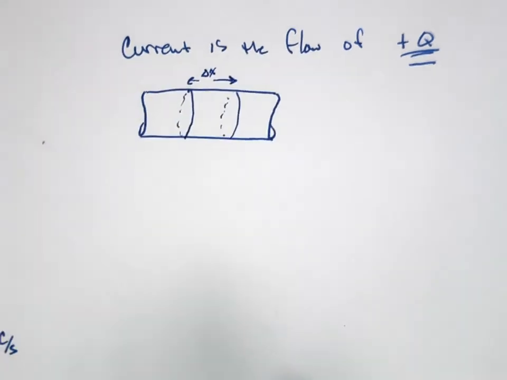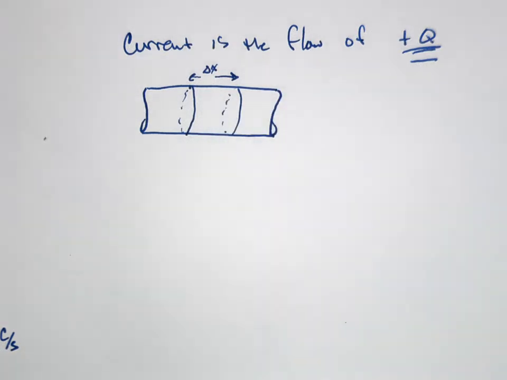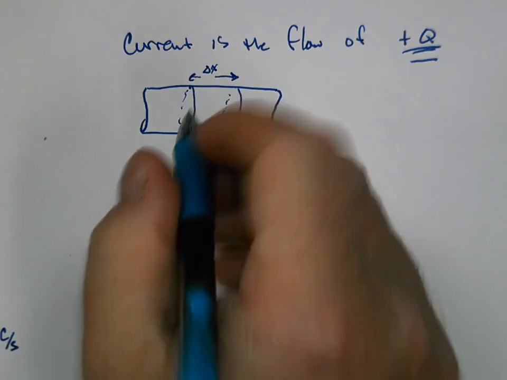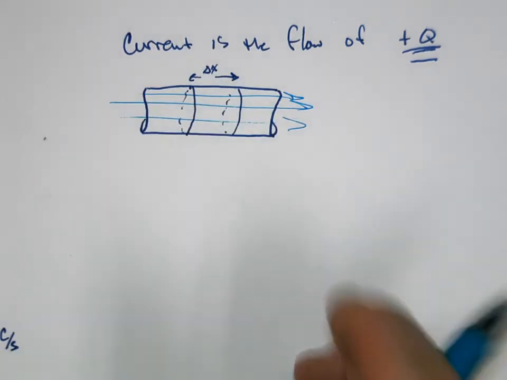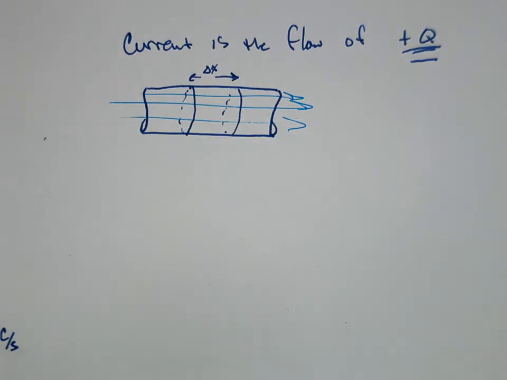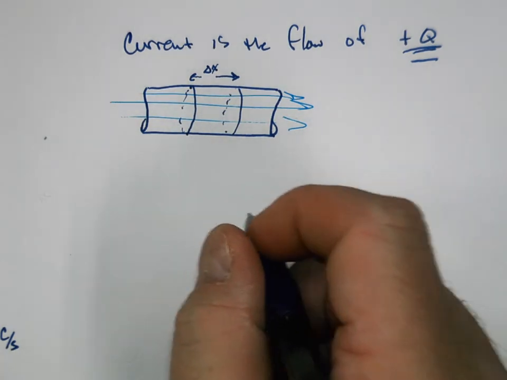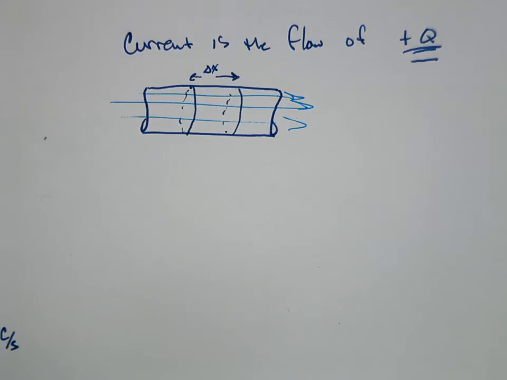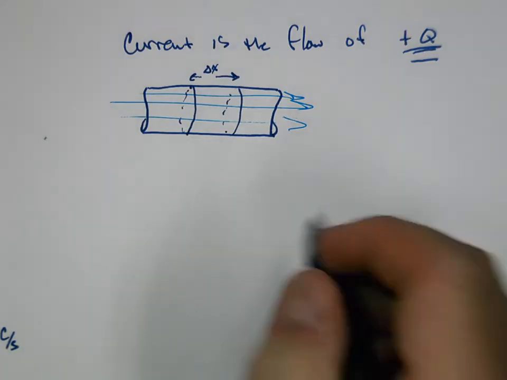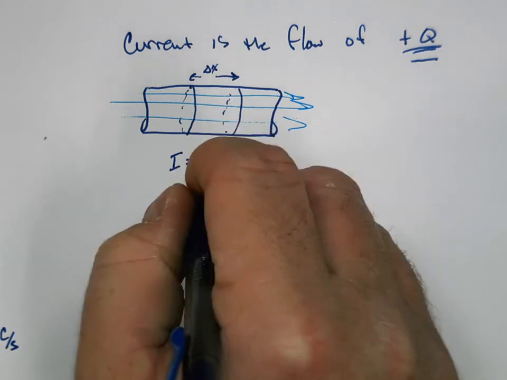Okay, and we have a distance x. We have our electric field flowing through the wire, and what we're going to try and find is the current through the wire. And here's the technical equation for current. It equals delta Q over delta T.